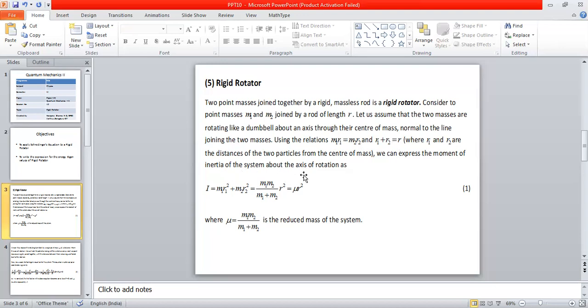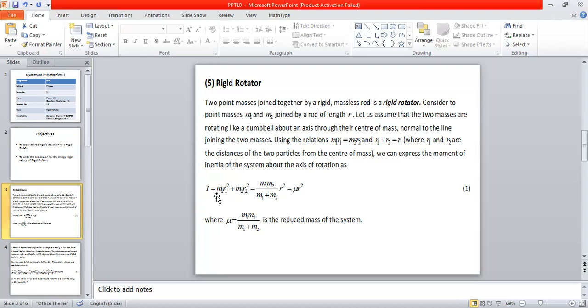For our two particle system, the rigid rotator, since it is undergoing rotational motion, we are interested in the moment of inertia rather than the individual masses m1 and m2. Therefore, we need to find an expression for the moment of inertia of the rigid rotator system. The moment of inertia of the rigid rotator, capital I, is simply equal to the moment of inertia of the first particle plus the moment of inertia of the second particle with respect to the common center of mass, or with respect to an axis of rotation passing through the center of mass.